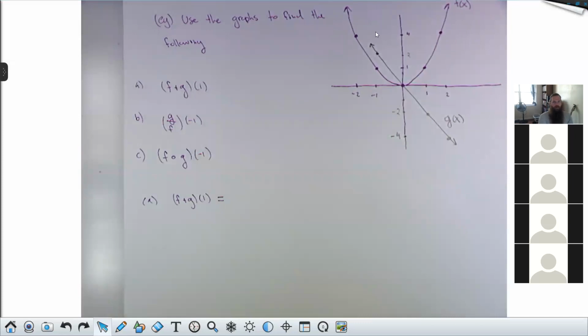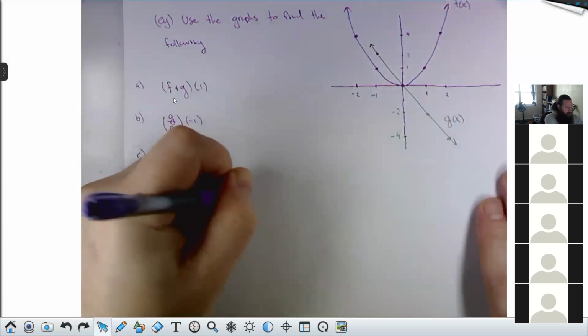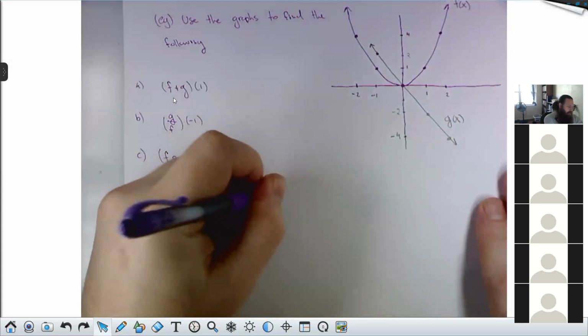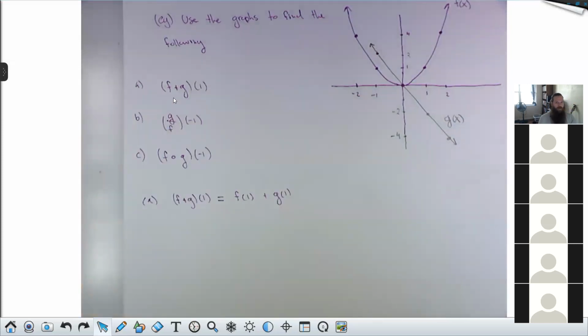Even outside the context of this particular problem where we're using a graph, how would we get started on sorting anything like this out? What have we been saying at the start of each of these examples? Write out the definition. Very good. So this is f of 1 plus g of 1. We always got to start here. Now, if we want to find f plus g of 1, we want to find f of 1 and g of 1, and then add those up. So we've reduced this problem into two simpler problems.